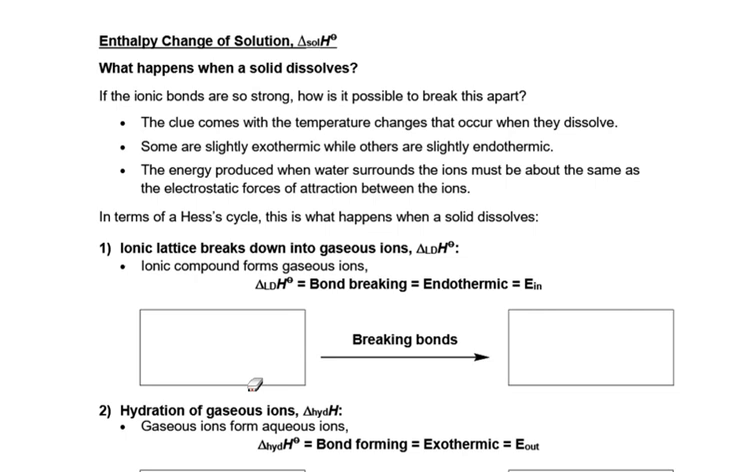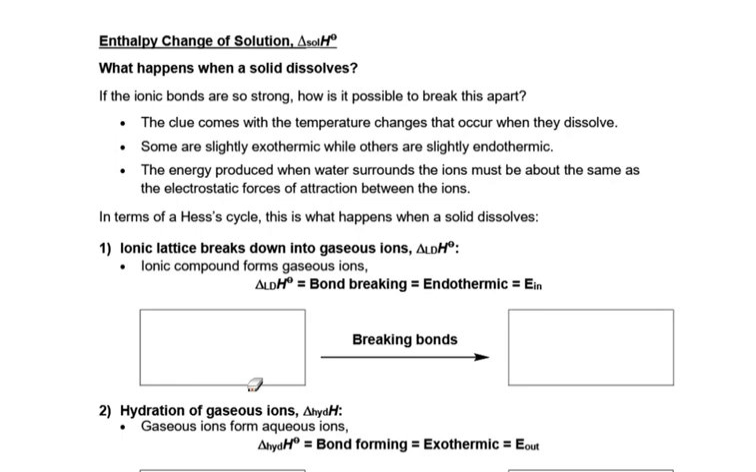Now if more energy is released than is needed to break the lattice, we're going to end up with an exothermic change. We're going to end up with a solution, a solid that can dissolve. If we need to put more energy in than we're going to get back from the water, then it might not dissolve without some heating. So let's have a look at what happens.